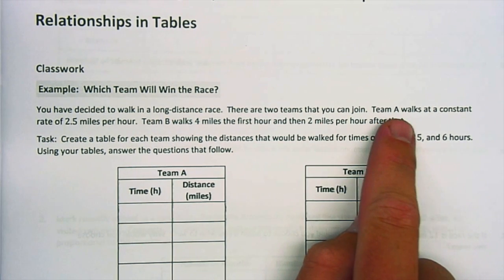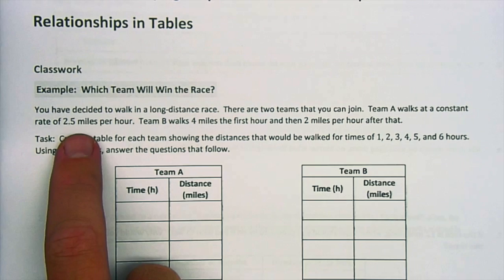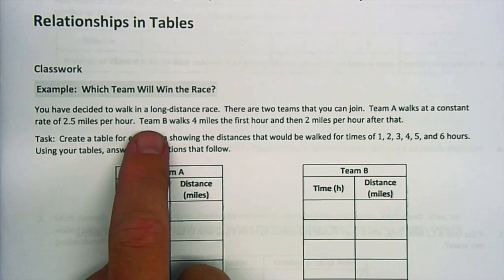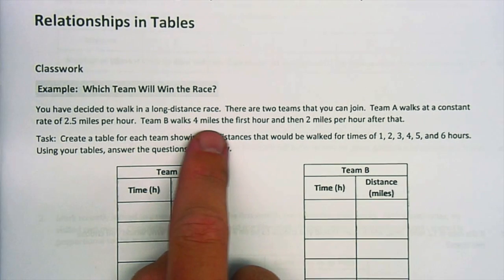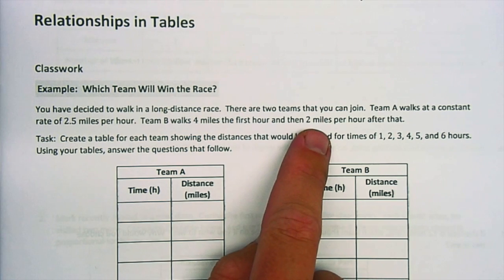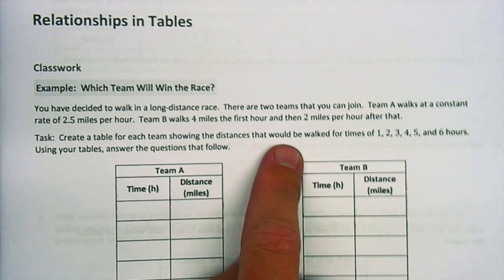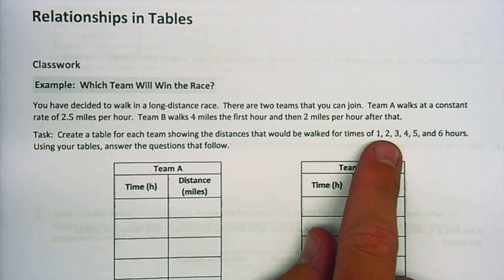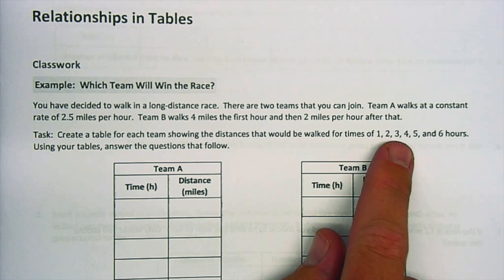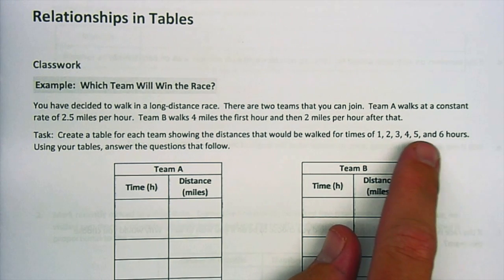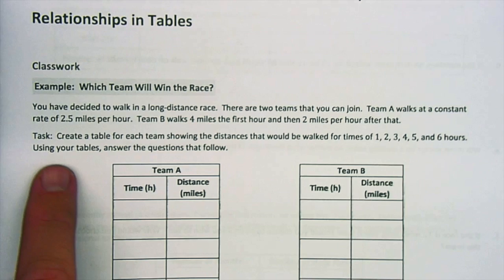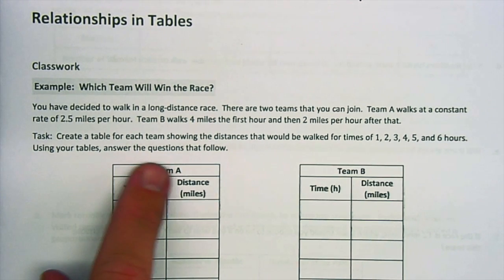Team A walks at a constant rate of 2.5 miles per hour. Team B walks 4 miles the first hour and then 2 miles per hour after that. Create a table for each team showing the distance that would be walked for times 1, 2, 3, 4, 5, and 6 hours. Using your tables, answer the questions that follow.